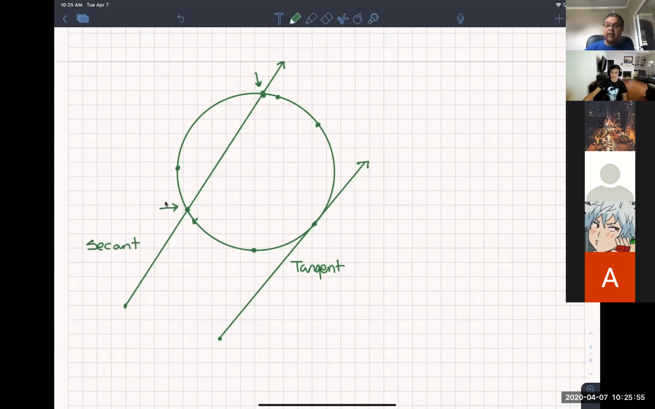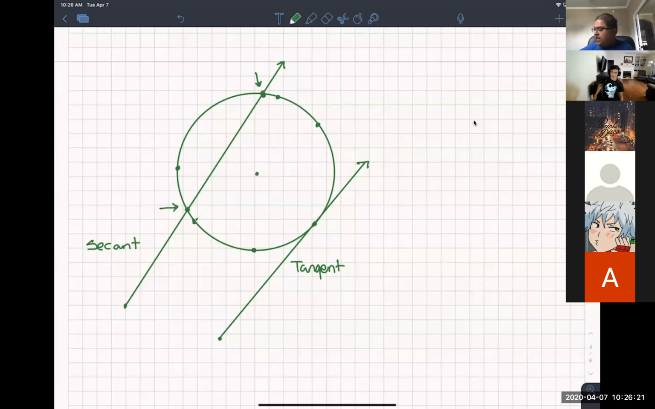Right. And that's really the only difference. So a secant is a line that actually forms chords within the circle. All right. So a secant is a line that forms a chord within the circle. And obviously, if that secant goes through the middle of the circle, that chord that it forms is the diameter.